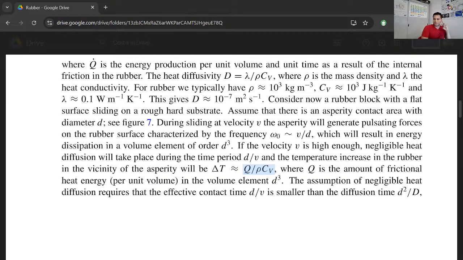Pearson explained in this topic two ways of defining the rubber friction as a function of the flash temperature. One considers a single asperity, and the other considers the multi-asperity case. Okay.